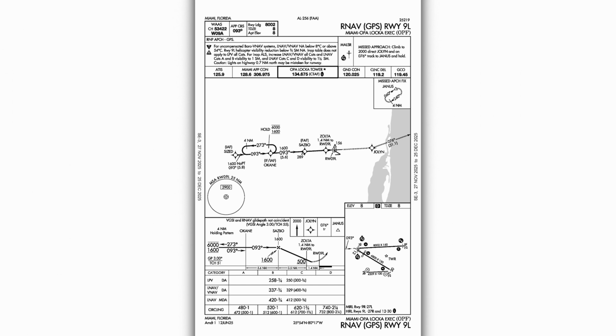Lastly, we can look at one more type of approach, and that'll be the last category. They're known as APVs, or approaches with vertical guidance. Let's take a look at the RNAV 9 left in Opa-locka in Miami. So taking a look at this plate, you can remember what I said about RNAVs and their non-precision nature? You might be about to break your phone or computer when you see that there's an RNAV flown to a DA.